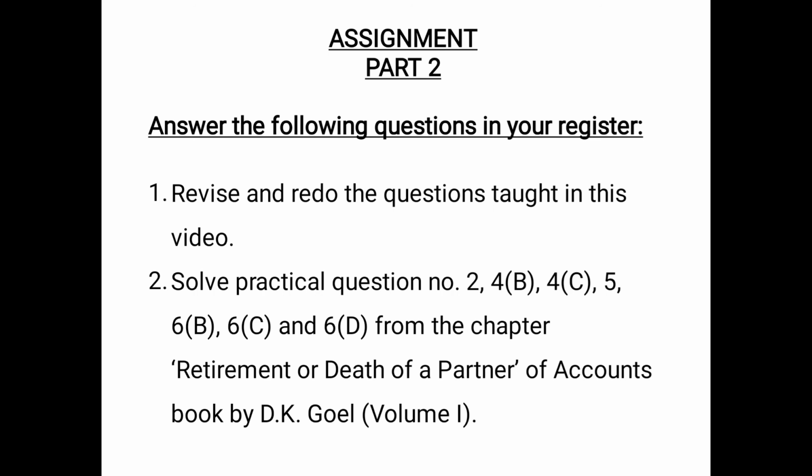Question number 2. You have to solve practical questions number 2, 4B, 4C, 5, 6B, 6C and 6D from the chapter Retirement or Death of a Partner of Accounts book by D.K. Goel volume 1. These questions though appear to be more in numbers, but children, these are very small questions just like we have discussed in this video. So go through the video once again, revise the content, revise the methods and the formula and complete all the written work, children.